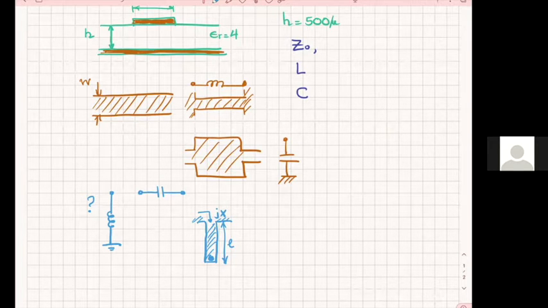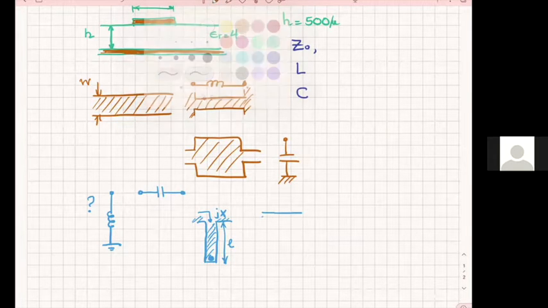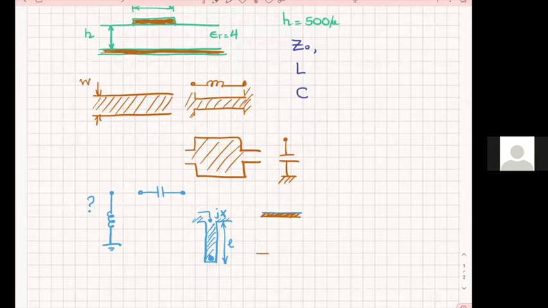How do we design a series capacitance in microstrip? Do you remember what we did in the MIMs? If this is your microstrip line, that's your ground, but now it's a longitudinal view. That's your ground. Your microstrip line comes from here. And then you need to put a series capacitance. How are you going to do it?